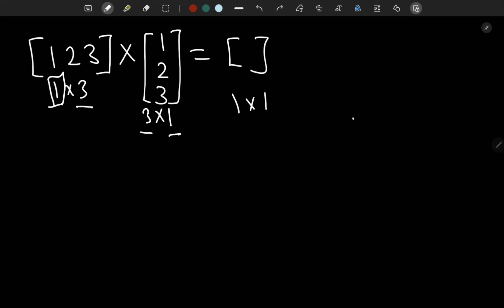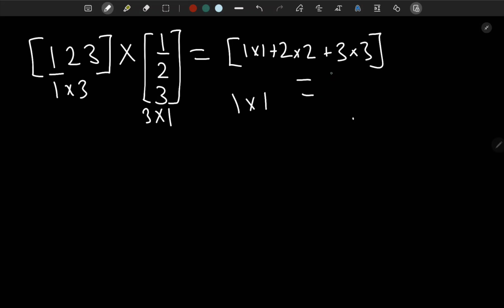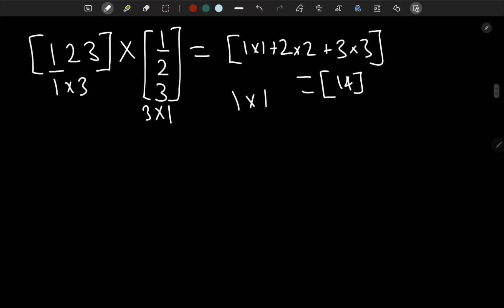You take the first row of the first matrix multiplied by the first column of the second matrix. So it is going to be 1 times 1. I'm going to highlight what I'm doing right now. So 1 from here and 1 from here, plus 2 times 2, plus 3 times 3. And this will simplify and give you 14. So this is the final answer, and as we can see, it is a 1 by 1 matrix.